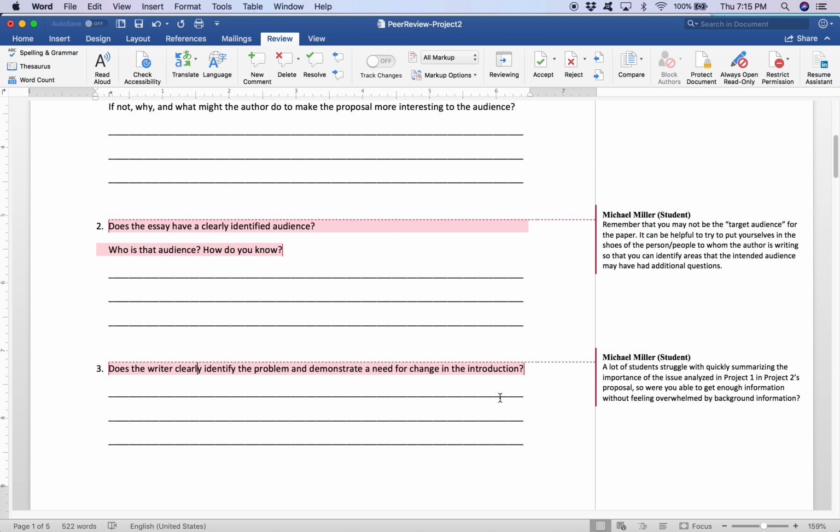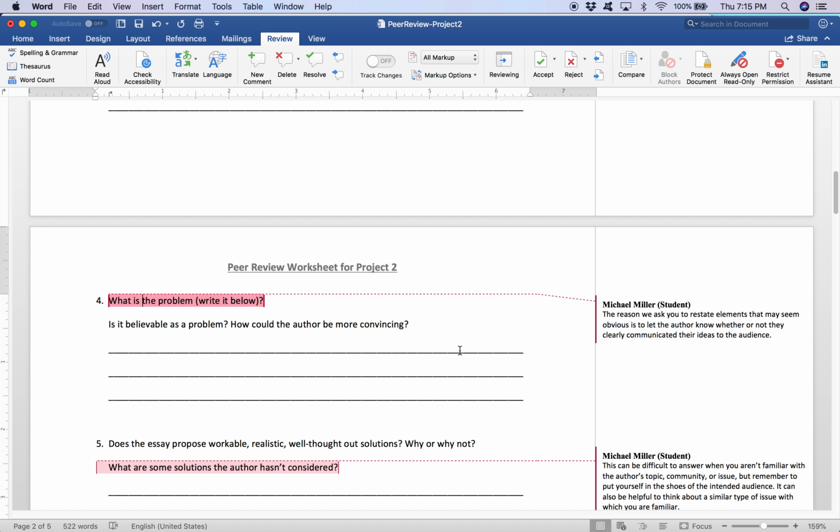So a lot of times that can help too, but really we want to make sure that students are able to very clearly and succinctly summarize the information they covered in Project 1 as they introduce the proposal for Project 2.